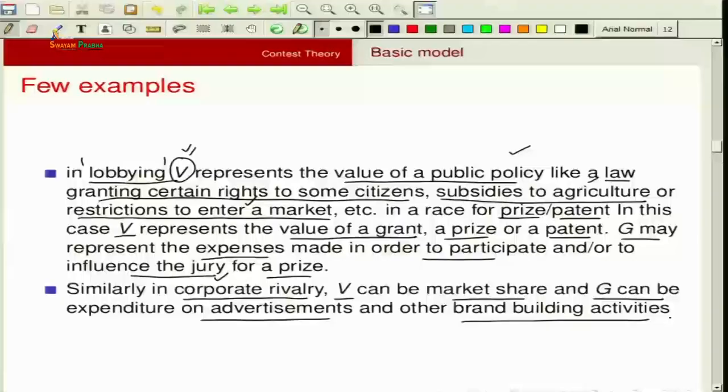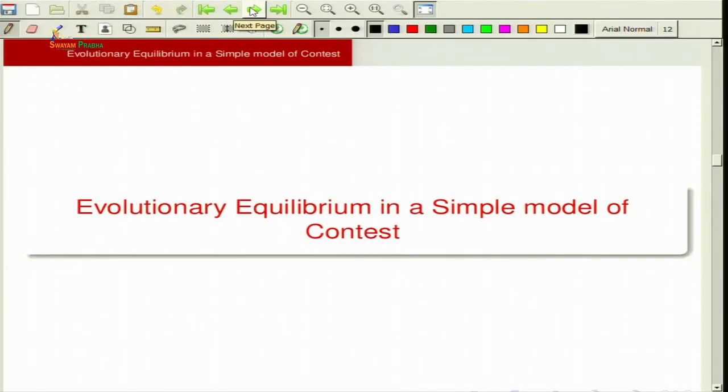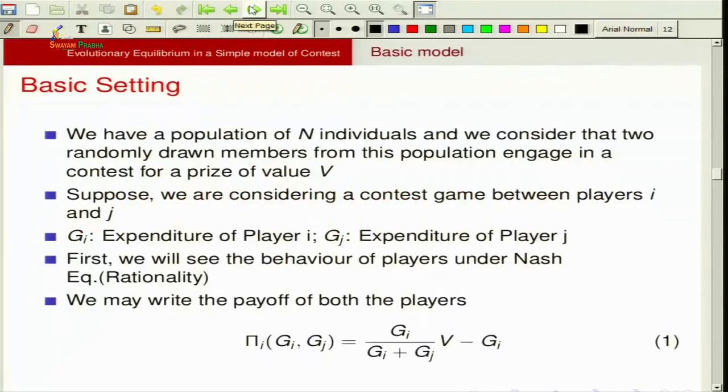We will move forward, and now I will describe a basic model of contest and then calculate the evolutionary equilibrium for that model. That is our idea. We are going to apply the finite population ESS definition that we developed in the previous lecture to our basic model of contest. So, let us go for that. The basic settings go like this.